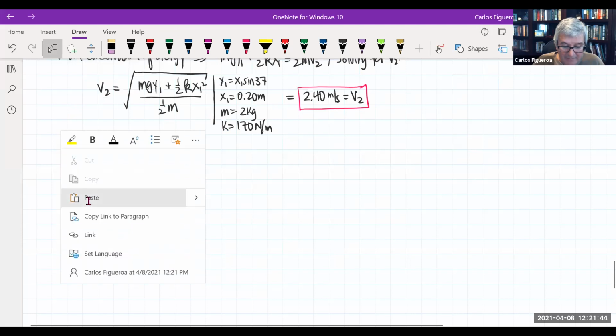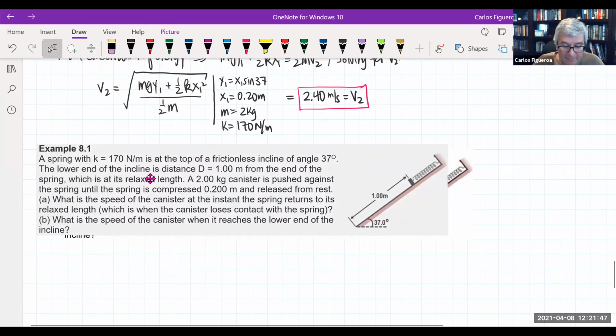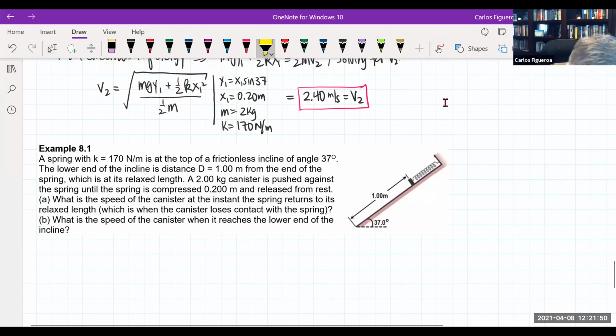So now we're on B. When you look at B, we want to know what the speed of the canister is when it reaches the lower end of the incline. So how do I do that? Note that we've already solved for the speed once. So what we want to do here is adjust our picture, and there's lots of ways to do this. The most common way is that we change how we look at potential energy.